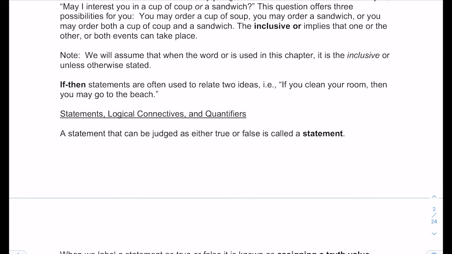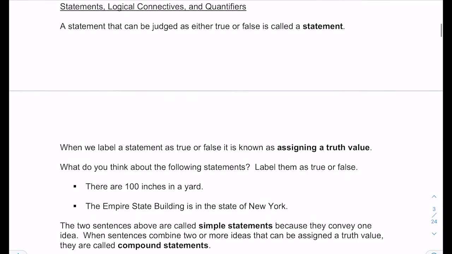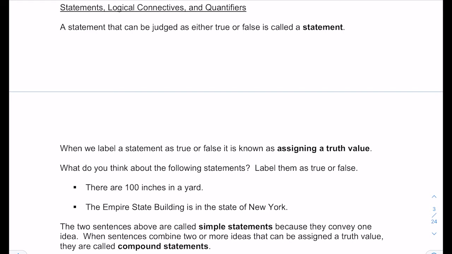Now we're going to look at statements, logical connectives, and quantifiers. A statement in logic can be judged as either true or false. When we assign a true or false value to a statement, it's known as assigning a truth value. What do you think about the following statements? Label them as true or false. Read each of the two statements and then pause the video and see if you got the correct answer.